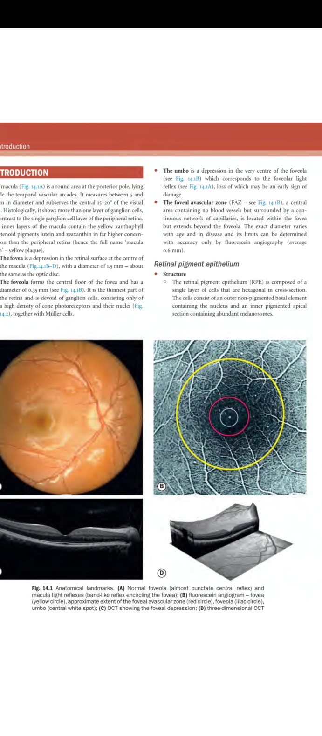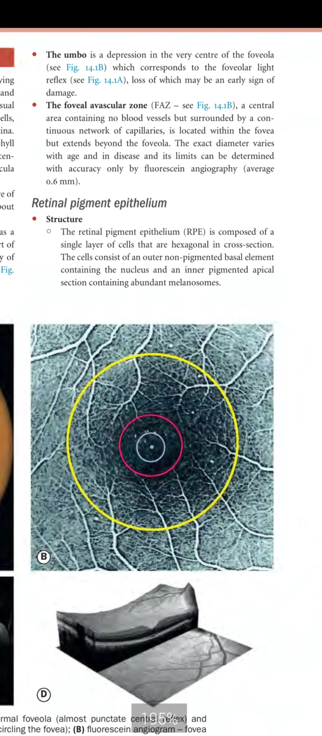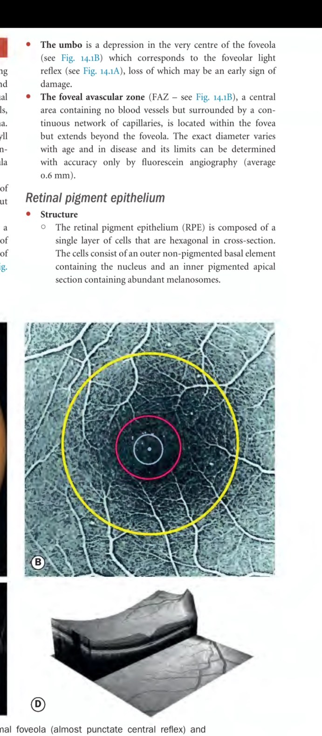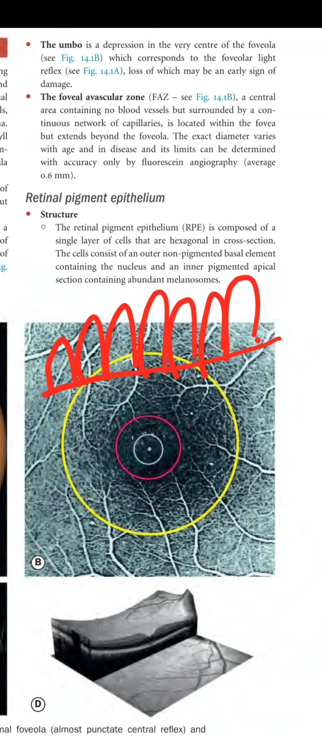Next is the retinal pigment epithelium structure. The retinal pigment epithelium is composed of a single layer of cells that are hexagonal in cross section. The cell consists of an outer non-pigmented basal element containing the nucleus and an inner pigmented apical section containing abundant melanosomes. So the retinal pigment epithelium consists of a single layer of cells, with an outer non-pigmented basal element and an inner pigmented apical section containing abundant melanosomes.